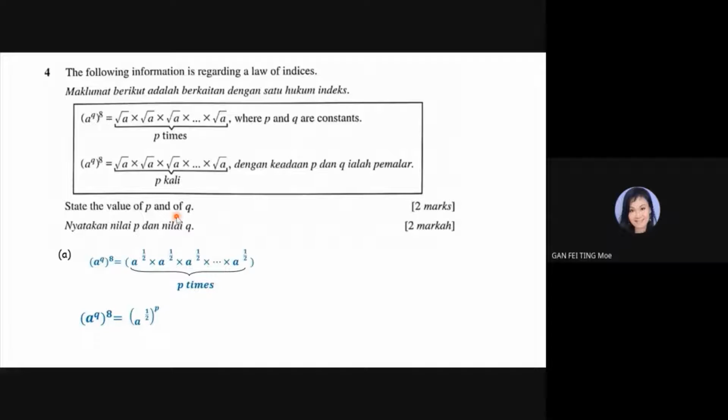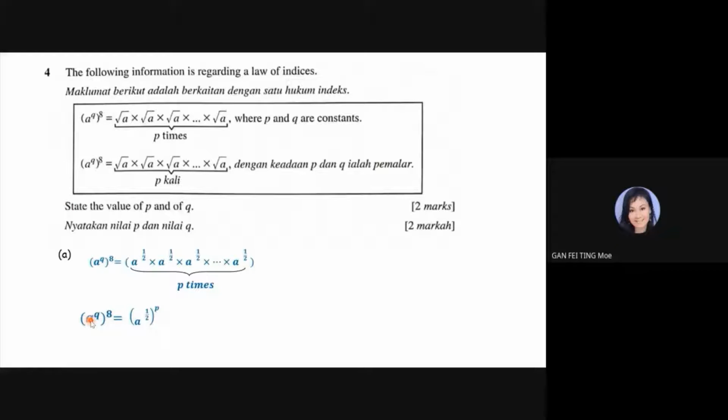Okay, Idris, can you please tell me what method that you use to get the answer? What method are you using? Compare and contrast. Very good. You are using comparing and contrast. Very good. So then you compare.